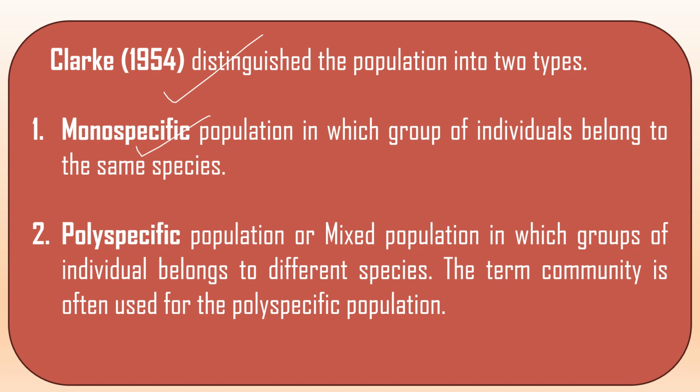Members of a monospecific population share similar traits and behaviors, which can lead to cooperative interactions and competitive dynamics focused on the shared resources. For example, a forest of pine trees represents a monospecific population if it consists solely of pine trees without any other species present.